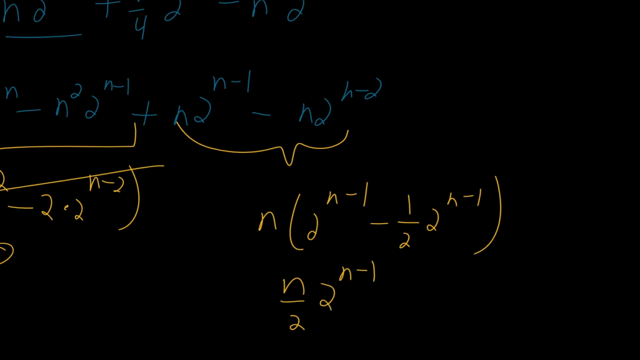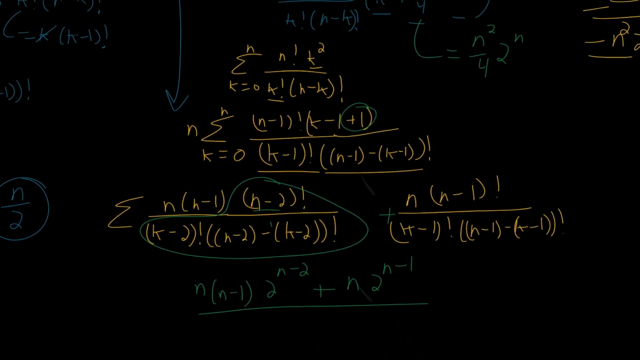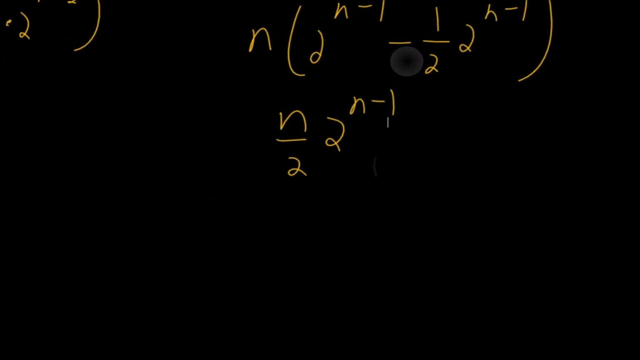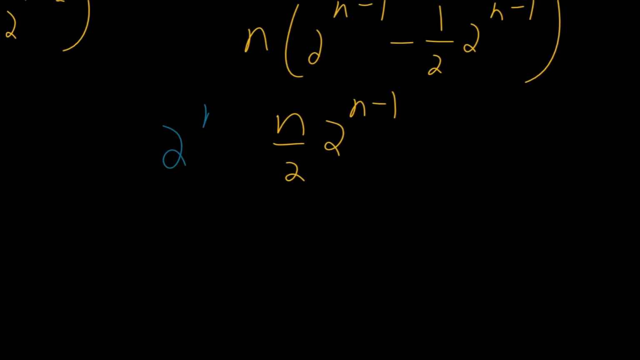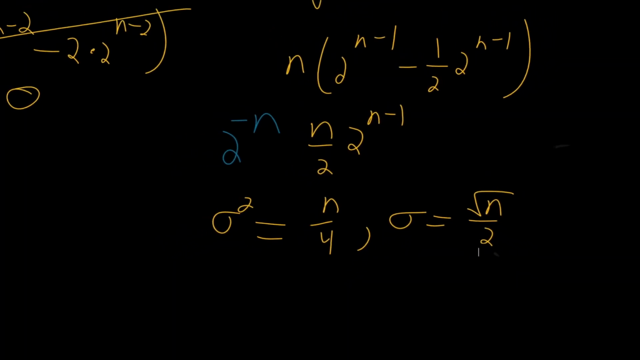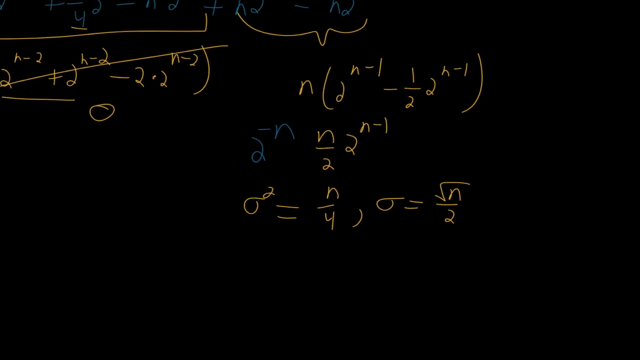But what was our normalization constant out front? Well, outside of all this, we had 2 to the minus n. So, throwing that back in, what we find is that this 2 to the n actually just cancels. And what we're left with for our variance is equal to n over 4. Or, if you want the standard deviation, this is just going to be the square root of n over 2.